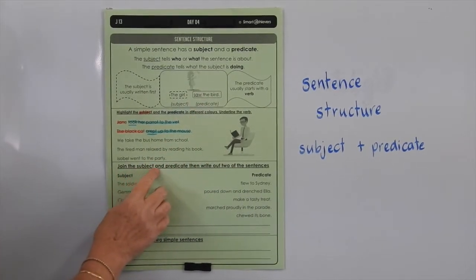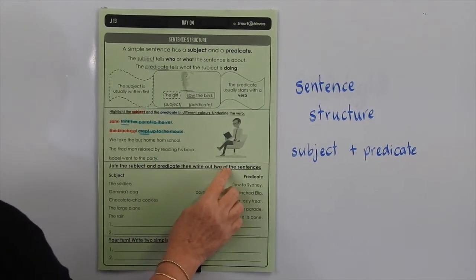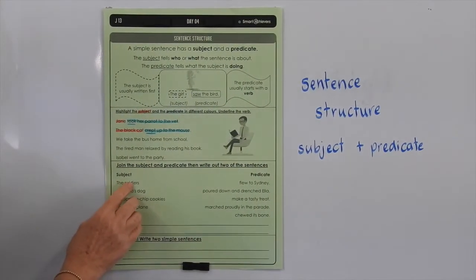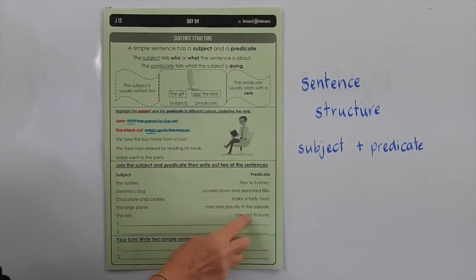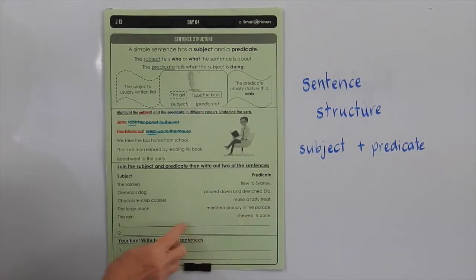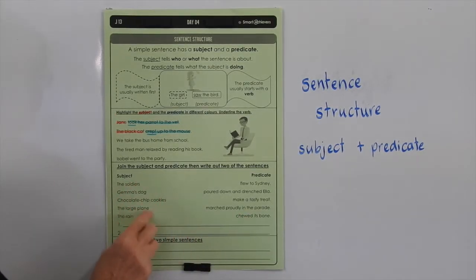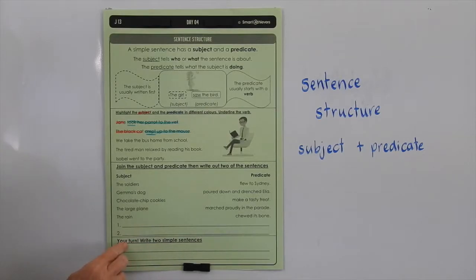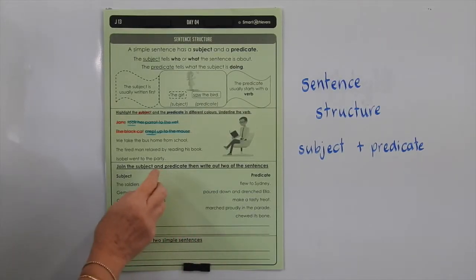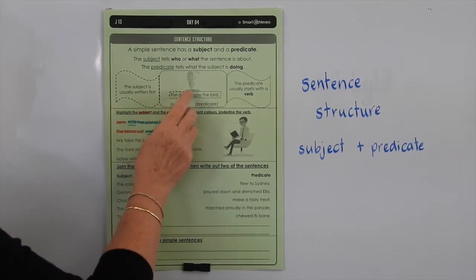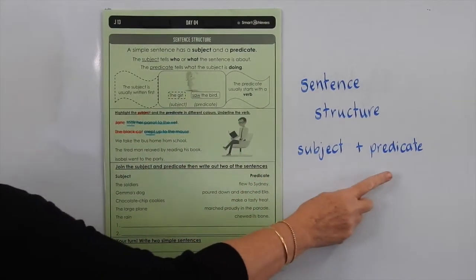Down here you've got to join the subject and predicate, then write out 2 of the sentences. So the soldiers, you've got to find out what makes sense with that, and then write any 2 sentences here. Now, down the bottom, you've got to write 2 simple sentences. So remember, they always need a noun and a verb, or a subject and a predicate.